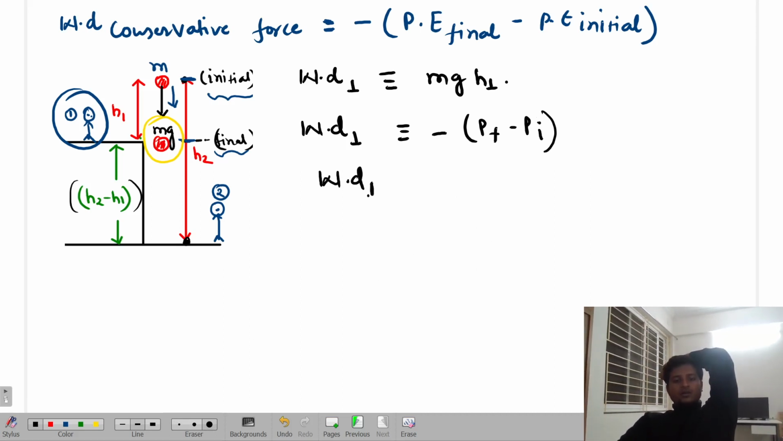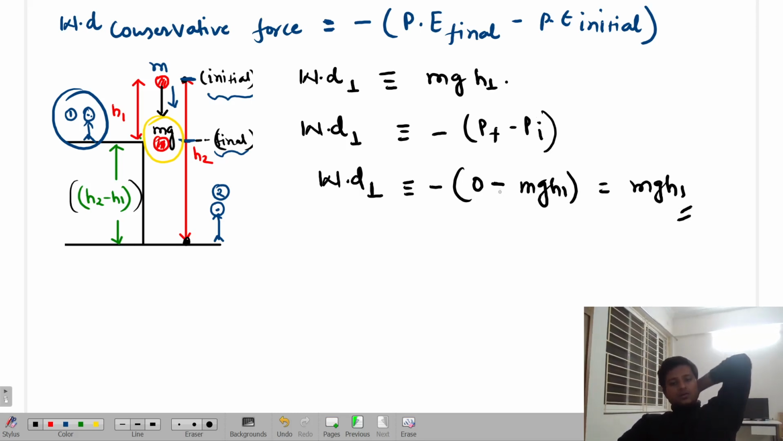Are you able to get me? Minus of 0 minus the initial potential energy, which was at height h1, so mg into h1. Once again, minus minus will become plus. So basically what we got is that once again the work done by 1 in this frame is also the same. Are you able to get me?